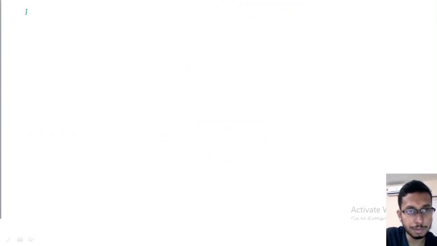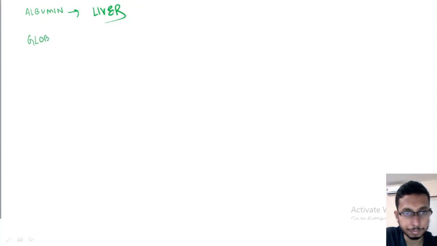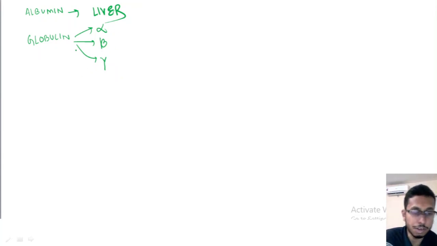Now, where is albumin produced from? Albumin is produced from liver. Alright, albumin is produced from liver, and serum globulin can be alpha, beta, and gamma globulin. Now this globulin is present in the circulation, all those alpha, beta, gamma globulin.